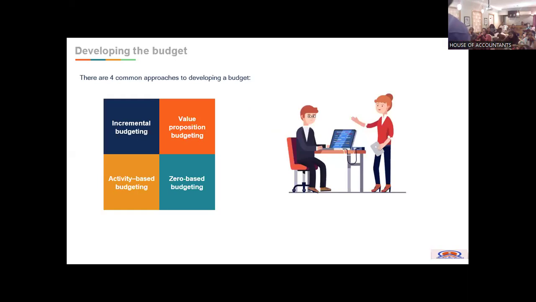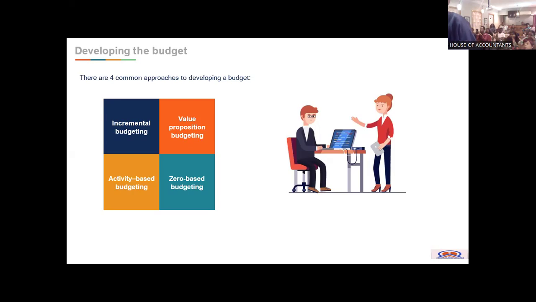Okay, so developing the budget. These are the 4 common approaches to develop the budget. You can use incremental budgeting. If you have information about last year, maybe revenue is 20 million, you can say because I was able to meet my target of 20 million last year, this year let's increase it by 10%. So 10% of that will be your budget this year.